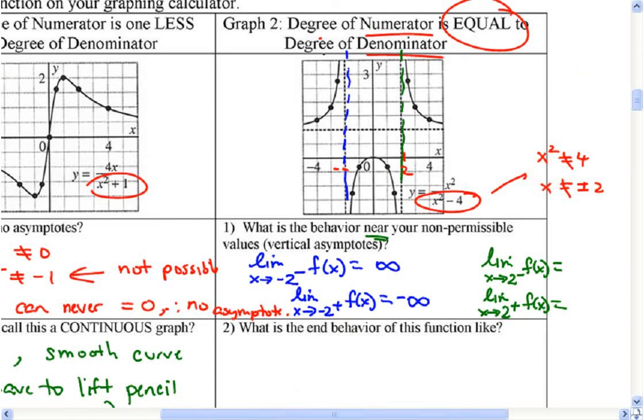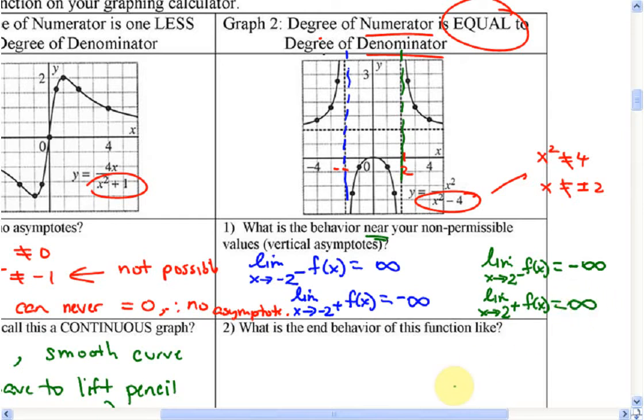Okay, ladies and gentlemen, what about the next asymptote here? The one that's in green. 2 from the left. What's the value? Way down here. Negative infinity. 2 from the right.